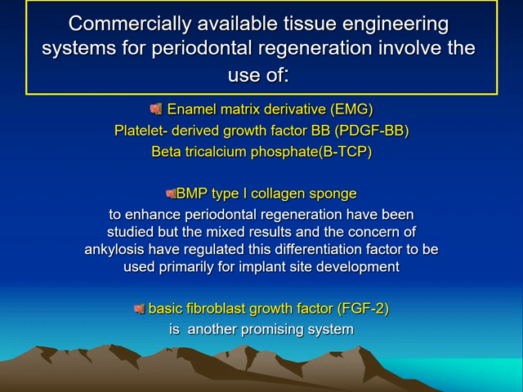The commercially available tissue engineering systems for periodontal regeneration involve the use of: number 1, enamel matrix derivative with platelet-derived growth factors and beta-tricalcium phosphate. The second one is bone morphogenetic protein with a type 1 collagen sponge to enhance periodontal regeneration. These have been studied, but the mixed results and the concern of ankylosis have restricted this factor to be used primarily for implant site development. Finally, you have the basic fibroblast growth factors, which is another promising system.